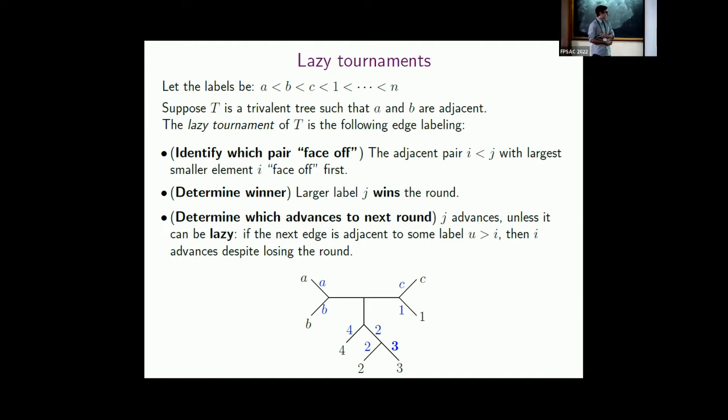And then we find the pair with the largest, smaller label. That's 4 and 2. 4 automatically wins. And here, 4 doesn't see anything in the next round yet, so it advances. Then C and 1 face off because C is the largest, smaller label. And 1 sees that C will be beaten by 4. So C advances, 4 and C face off, 4 wins, and then 4 advances. So that's the lazy tournament of a trivalent tree.